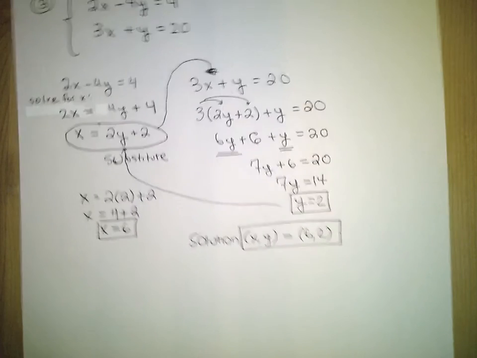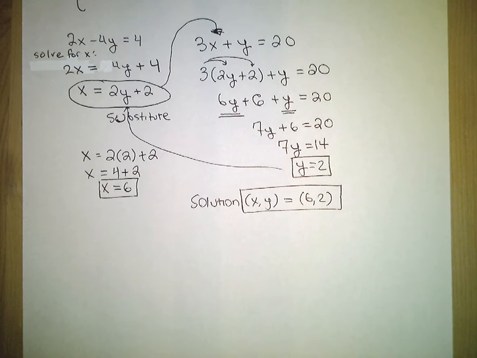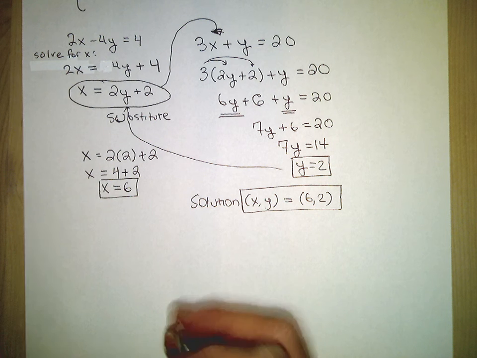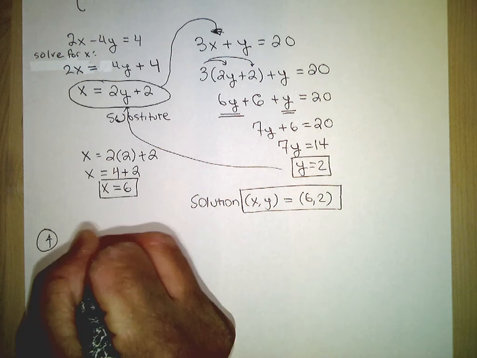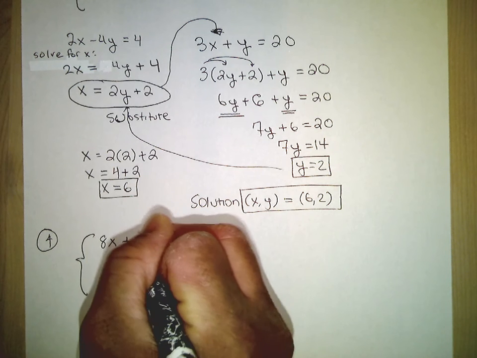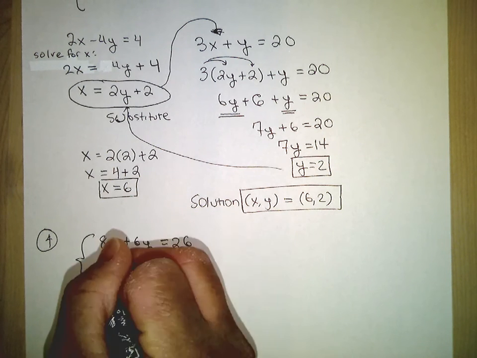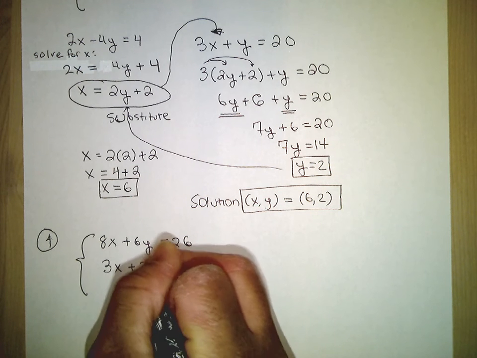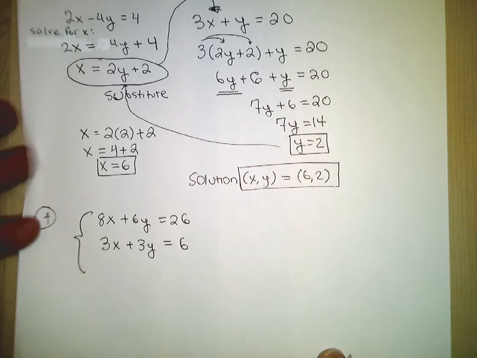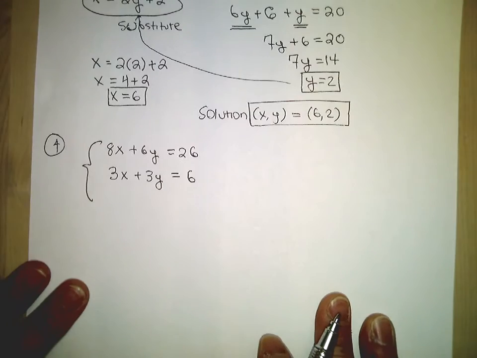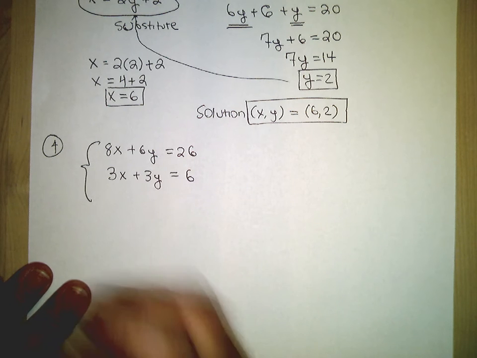All right, so again, there's more than one way to do this, but one way is to solve the first equation for x. All right, so let's try another one. Let's see, we have 8x plus 6y is 26, and 3x plus 3y is equal to 6. So again, we can do either of these two equations here.